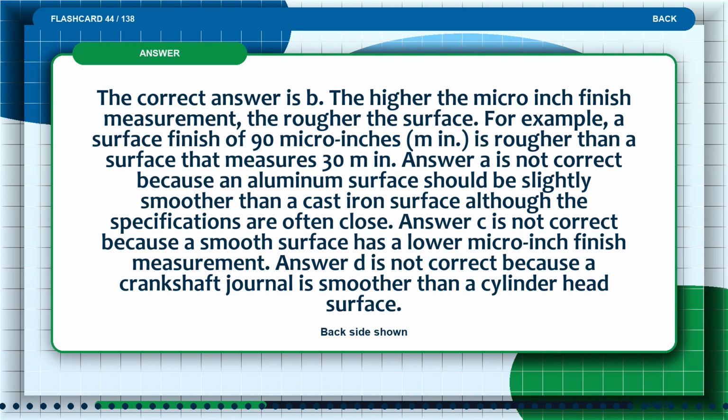The correct answer is B. The higher the micro-inch finish measurement, the rougher the surface. For example, a surface finish of 90 microinches is rougher than a surface that measures 30 microinches. Answer A is not correct because an aluminum surface should be slightly smoother than a cast iron surface, although the specifications are often close. Answer C is not correct because a smooth surface has a lower microinch finish measurement. Answer D is not correct because a crankshaft journal is smoother than a cylinder head surface.